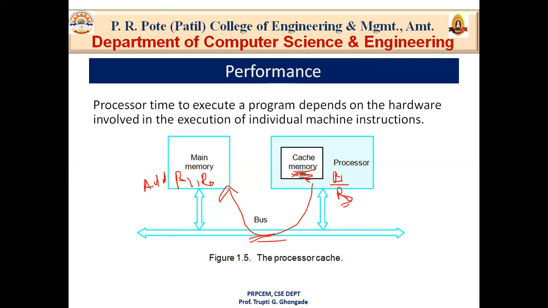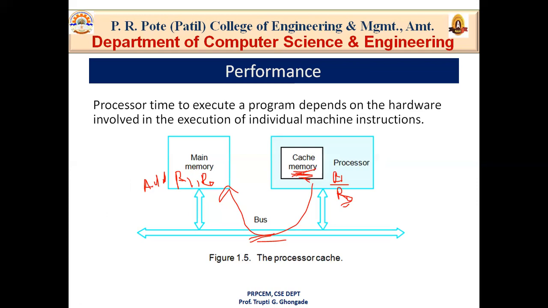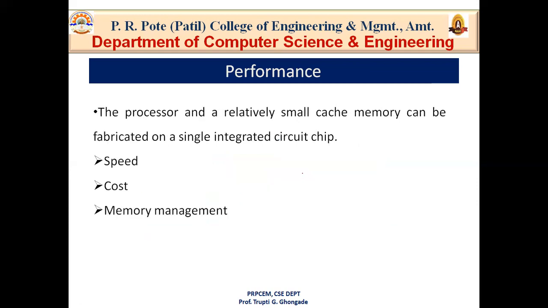So which are the factors which can affect the performance? First one is hardware design. Second one is the instruction set, that means the machine level language that you are going to use. And third one is the compiler. And along with this, cache memory is also responsible for improving the performance of the system.